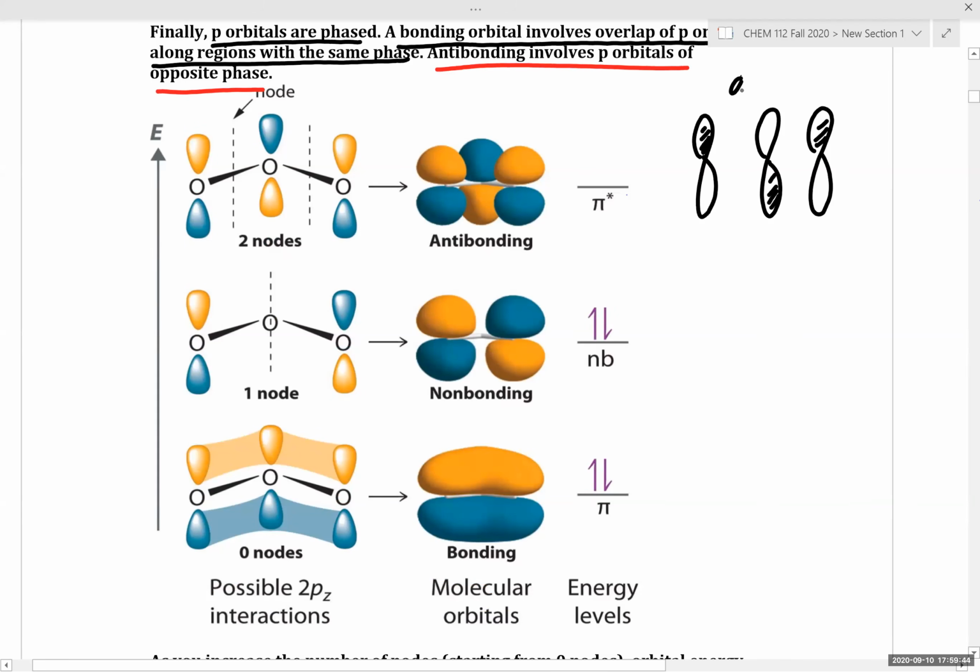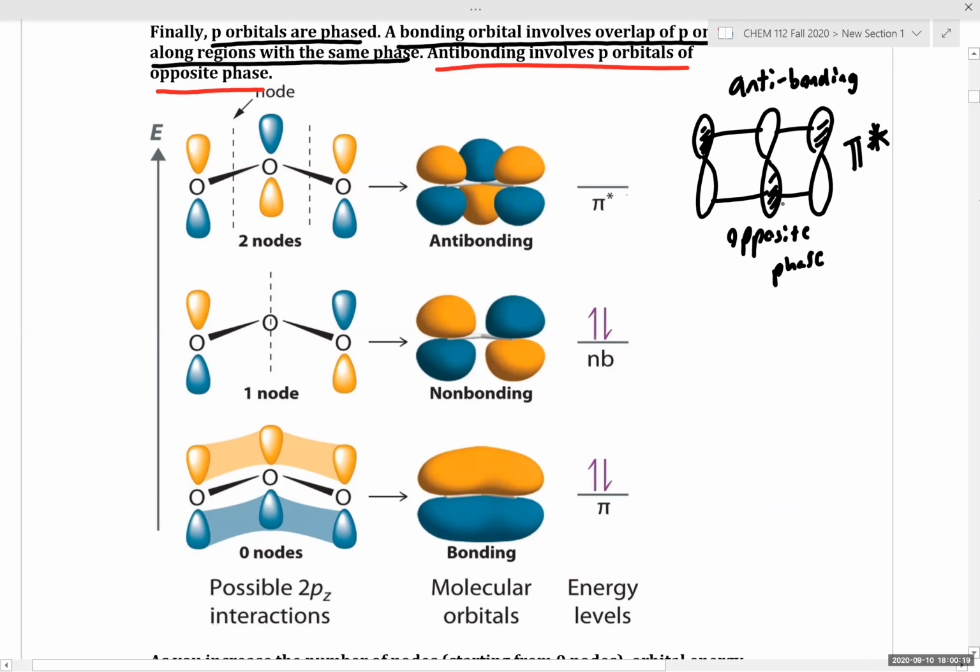In an antibonding interaction, we have an overlap between regions of opposite phase. We call this destructive interference. So this would be known as our antibonding pi orbital or a pi star orbital. Does this idea look familiar to everyone? This idea of bonding and antibonding.